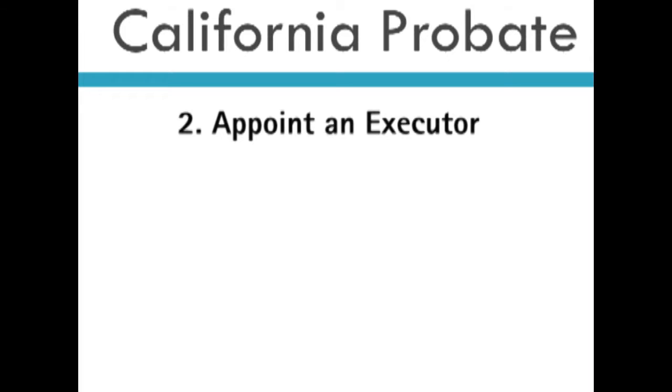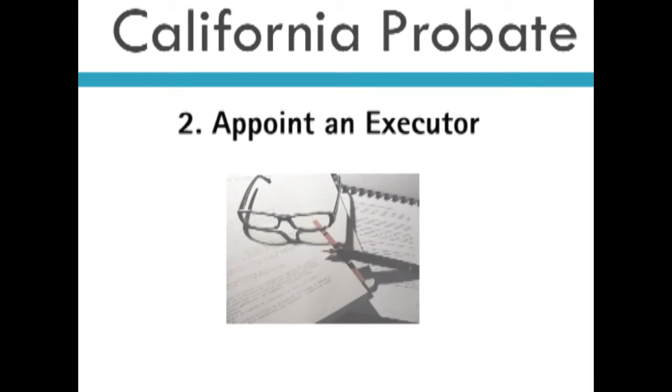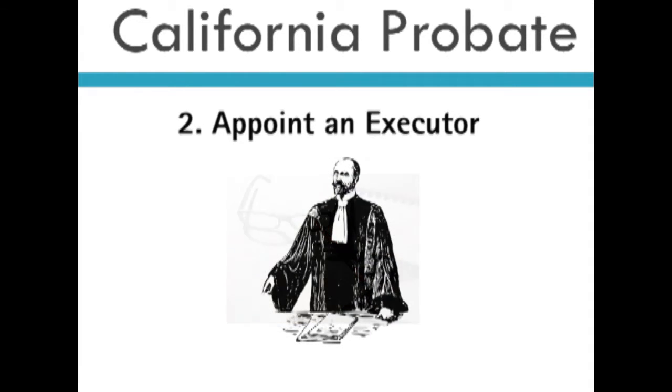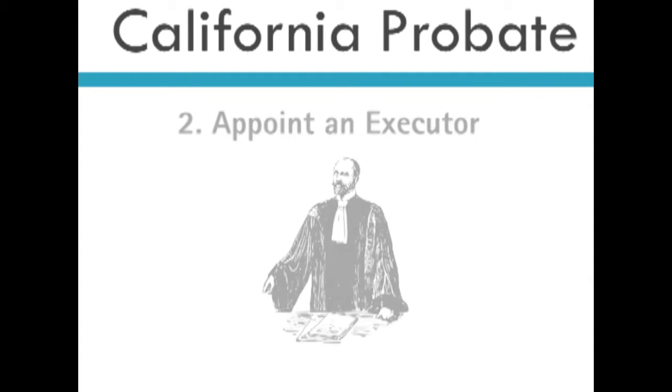2. The probate court has to formally appoint an executor. It can be the personal representative named in your will. If you haven't designated one, then the court will appoint an executor. The executor is the one with the legal rights to handle the affairs of your estate.